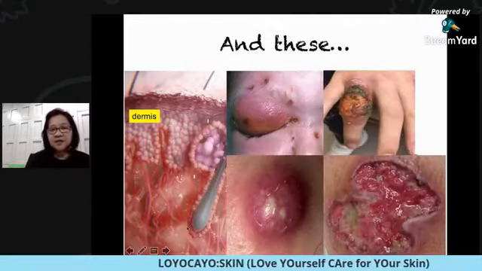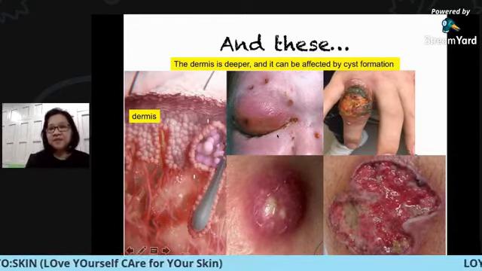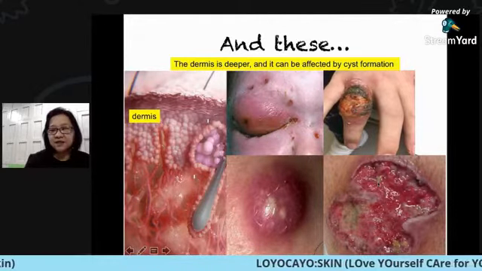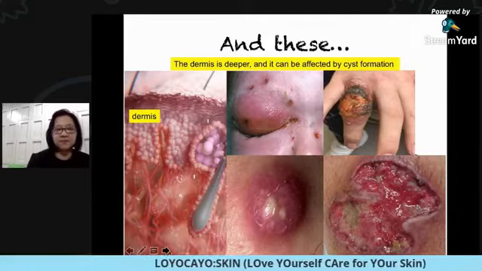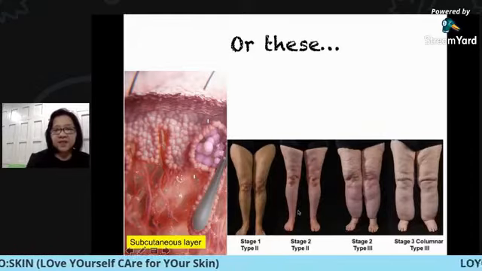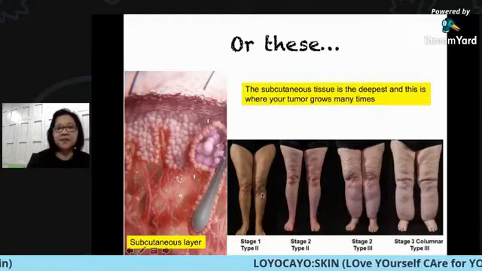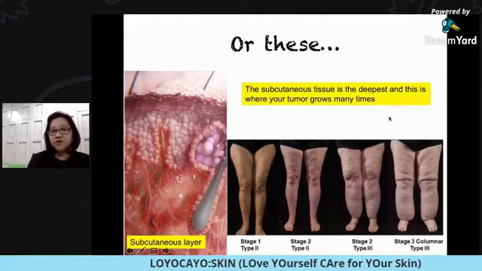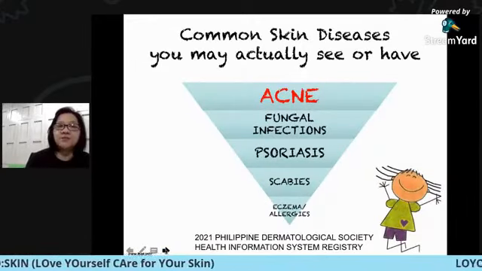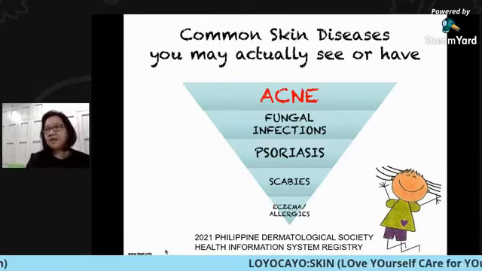Now, in the dermis, this is deeper, okay, and it can be affected by your cyst formation. Sometimes the cyst bursts and it becomes ulcerated, like you see in the photos. Now, this is the fat layer, and this is the deepest layer, and you can see fat formation inside the skin. Okay. This is the deepest, and this is where your tumor grows many times. So we will be dealing with much of the common skin diseases that you may actually see or have. Okay.